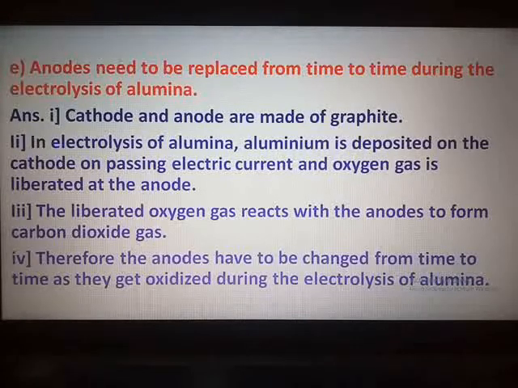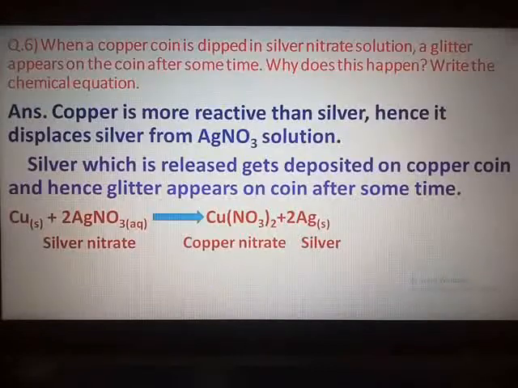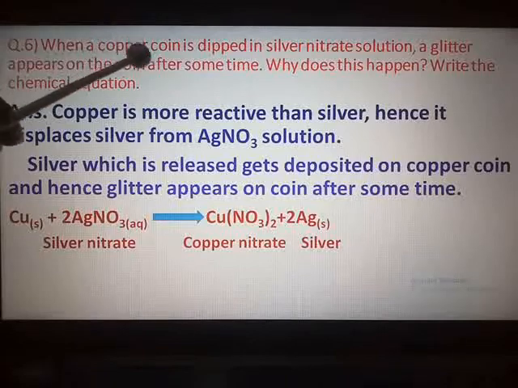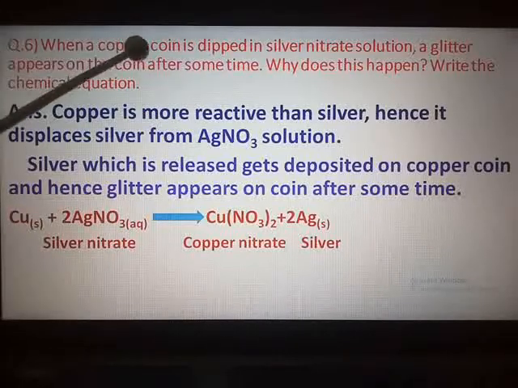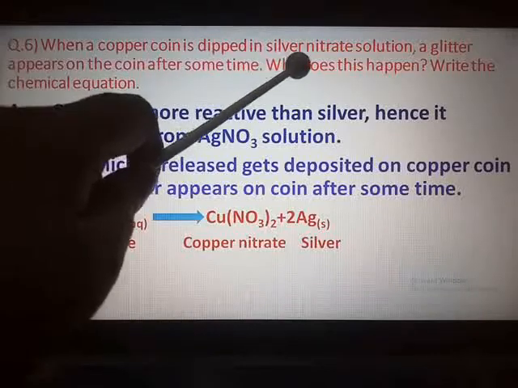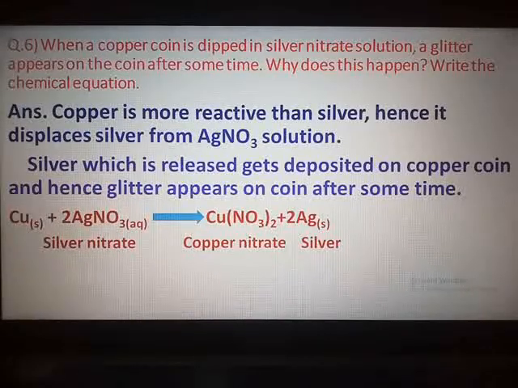Now question numbers 6 and 7 are application based questions. Let us see what they are. Question number 6 from your textbook says, when a copper coin is dipped in silver nitrate solution, a glitter appears on the coin after some time. Why does this happen, and write the chemical equation. A copper coin is taken and dipped in AgNO3, that is silver nitrate solution, and after some time you will see the coin shining. Why does this happen and what is the chemical equation?